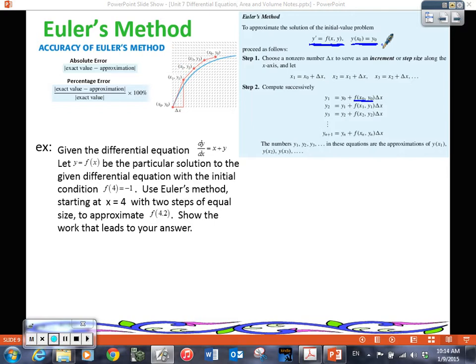And then our first step is to decide what our increment, our delta x, is. They call it an increment or a step size. The vast majority of the time you're not going to be able to pick. They're going to give you circumstances where it forces the step size to be a certain thing.